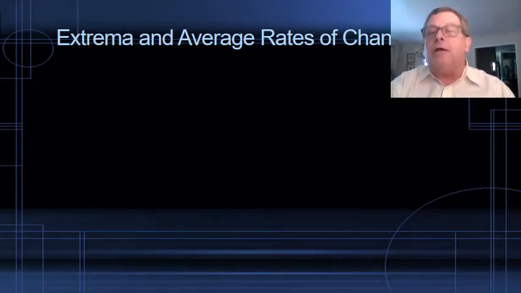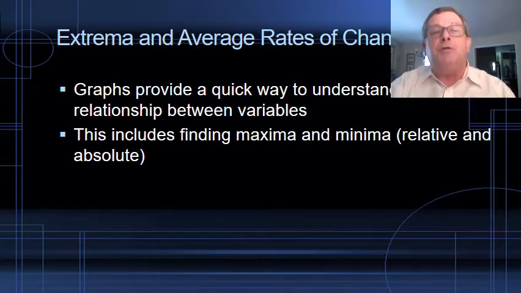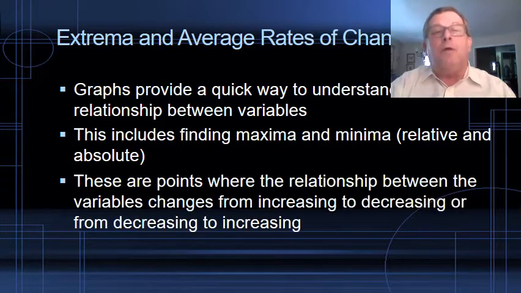All right, so let's look at a quick introduction to extrema, which I think is a Latin word. In fact, when I type it into Word, it shows up as misspelled. But anyway, we'll move on. Graphs provide us a quick way to understand the relationship between variables. And one of those things that it helps us do is find maxima and minima, both relative and absolute. And this is where the points on a graph, where the relationship between the variables change from increasing to decreasing or from decreasing to increasing.